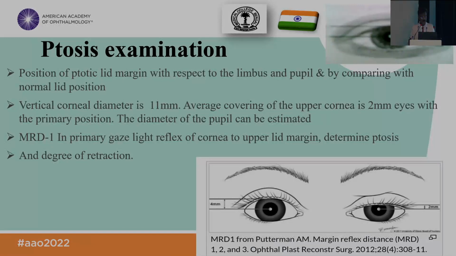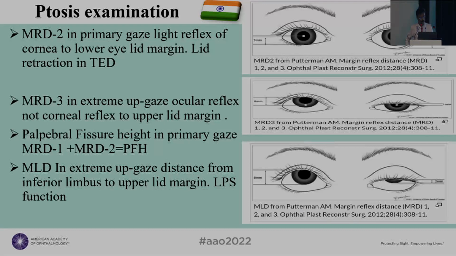So marginal reflex distance in the primary gaze: a light is shone in front, thrown onto the cornea, and the reflex from the cornea to the lid margin determines the MRD1. The MRD1 value is increased in lid retraction, commonly seen in thyroid ophthalmopathy, and the MRD1 value is decreased in case of ptosis. So MRD2 in primary gaze: light reflects on the cornea, to the lower lid margin.